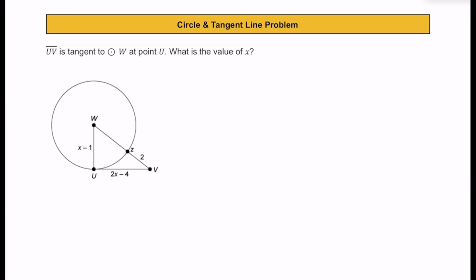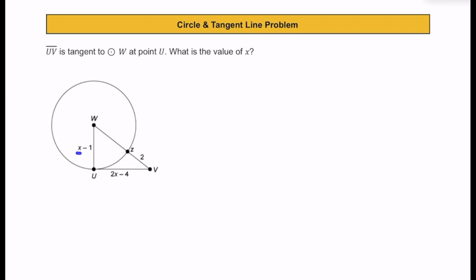Let's go ahead and try a circle with a tangent line problem together. So we're told that segment UV is going to be tangent to circle W. So if you look at segment UV here, what they're really trying to also tell you with that information is that we do have a right angle at this location. They intersect at point U, so that's going to be this location where the circle is touching that segment UV. And they're asking us what's the value of x.